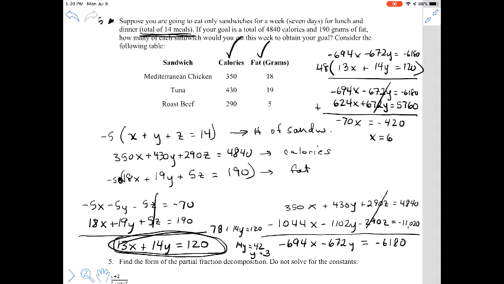And then we've got 9 out of the 14, so we know the other variable is 5. The total had to be 14. We've already got 6 chicken, 3 tuna. That's 9 sandwiches. So 5. So I'm going to put a 6 here for Mediterranean, 3 for tuna, and 5 for the roast beef. Well, that sure was fun. Aren't you so excited?